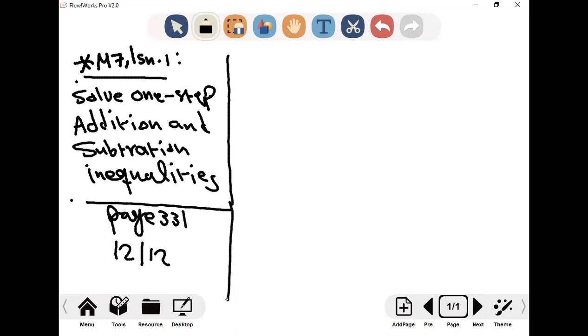Now, what is the inequality? Before we start solving, let's know what is the inequality. Who knows what's the inequality?